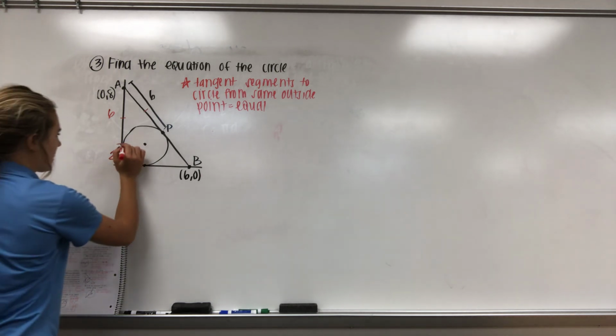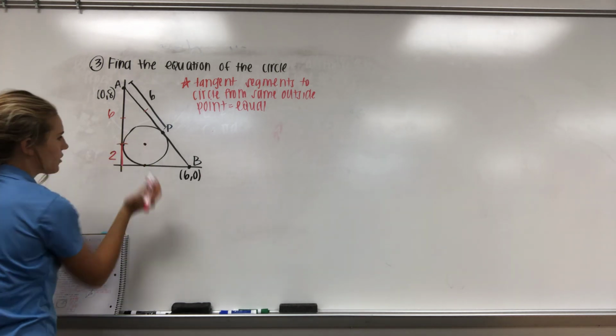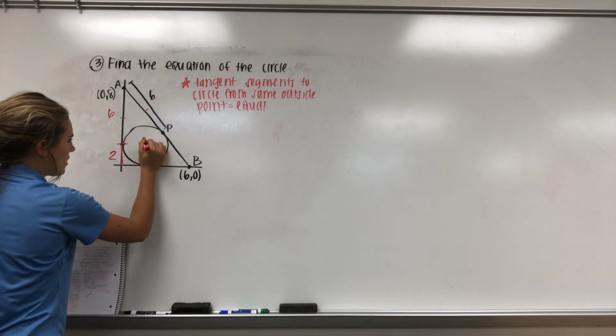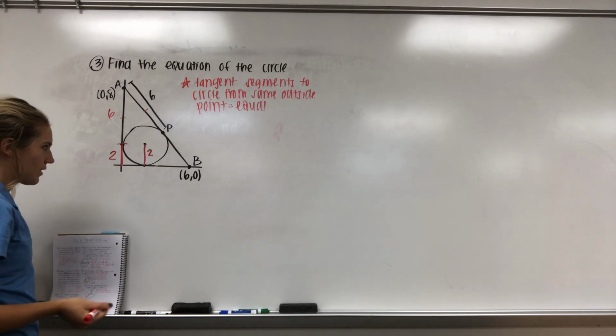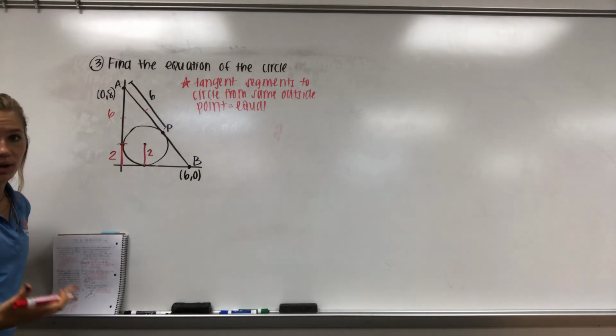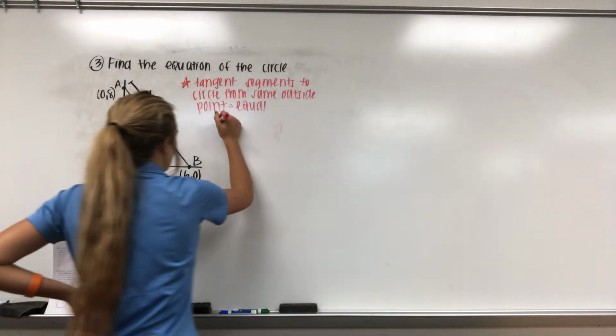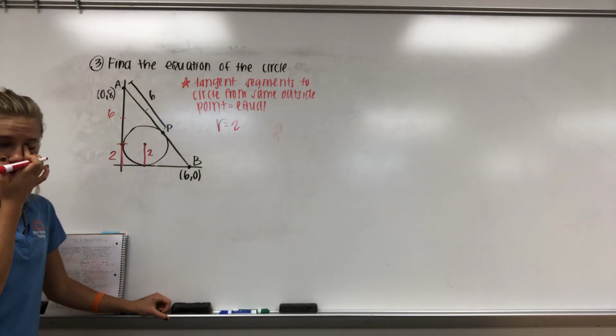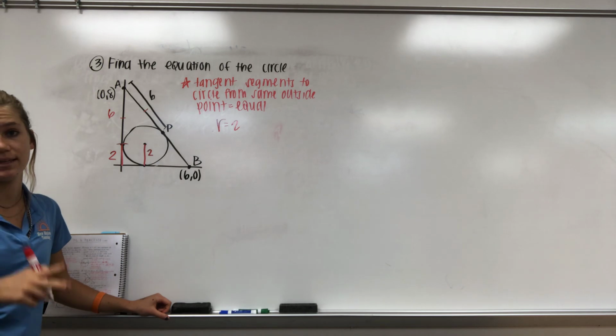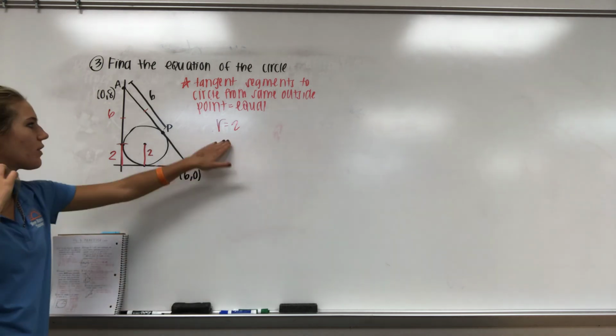Because if I know that this segment here is 2, I know that this segment here is also 2. And that happens to be our radius, which is super helpful. Because if you think about it, we really need two things to find our equation for our circle, right? We need the radius and we need the center. So we already found the radius, we're good with that.